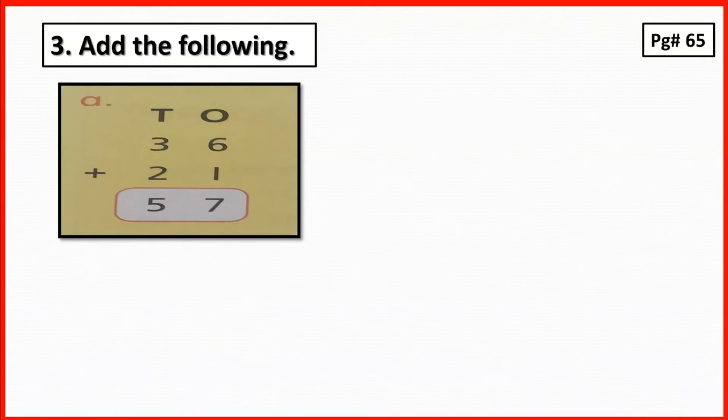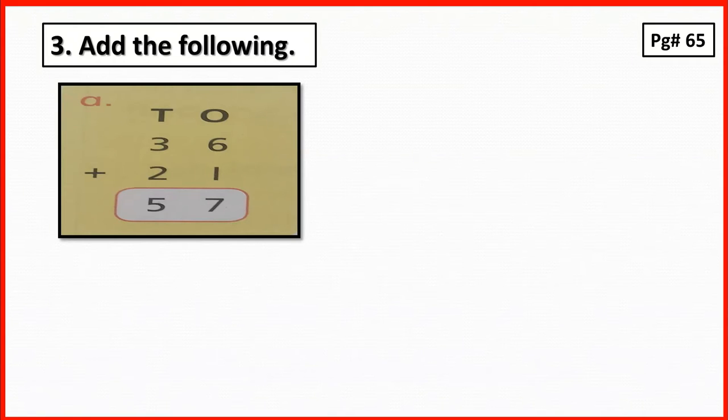First of all, I'm going to do page number 65. Question number 3. Add the following. One has been done for you. In this, we add 21 into 36. First we add ones as always. So let's add. 6 plus 1 equals 7 and 3 plus 2 equals 5. So the answer is 57.